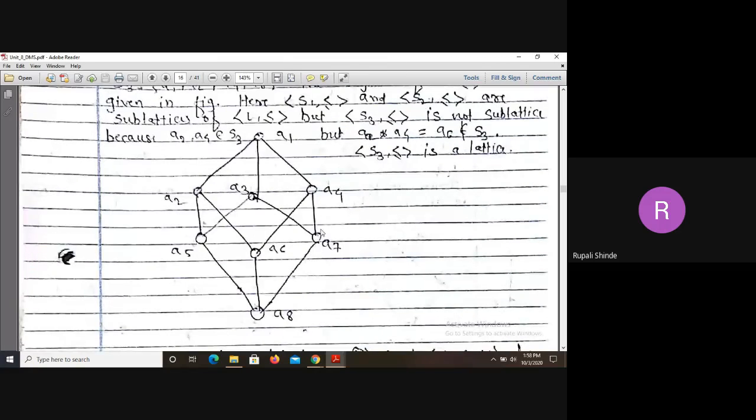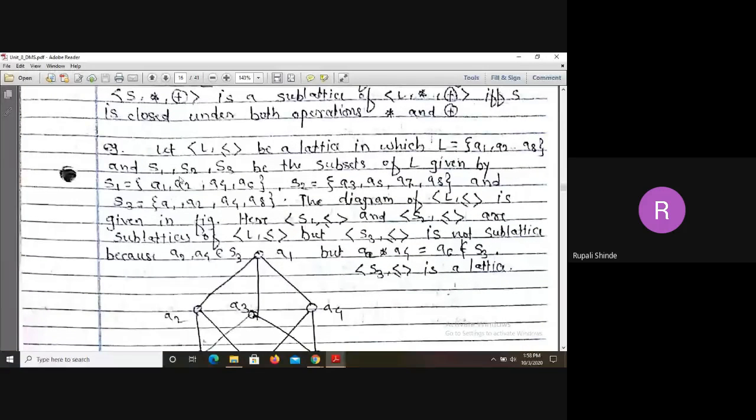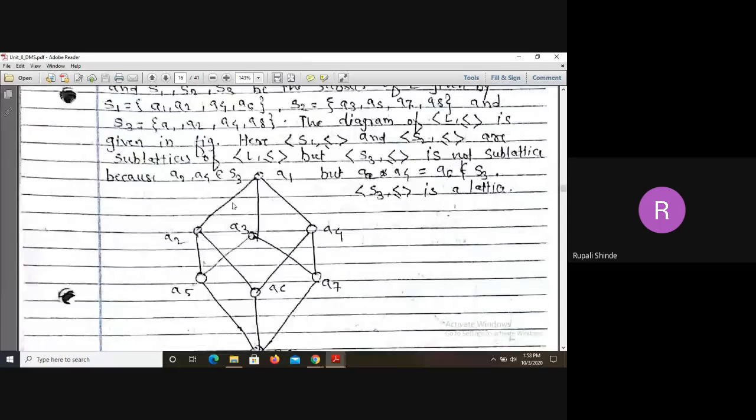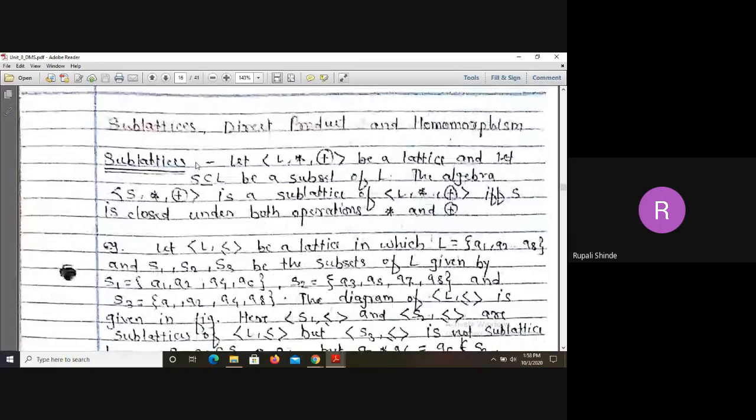Yes, it is a lattice, but it is not a sublattice. So out of these, only S1 and S2 are sublattices of the given lattice, but S3 is not. So have you understood the concept of sublattice? Yes, sir. Okay.